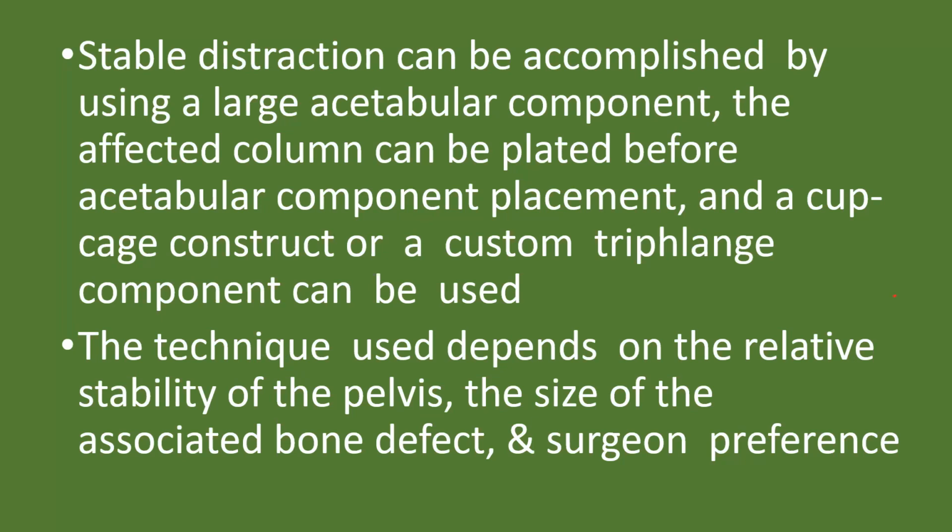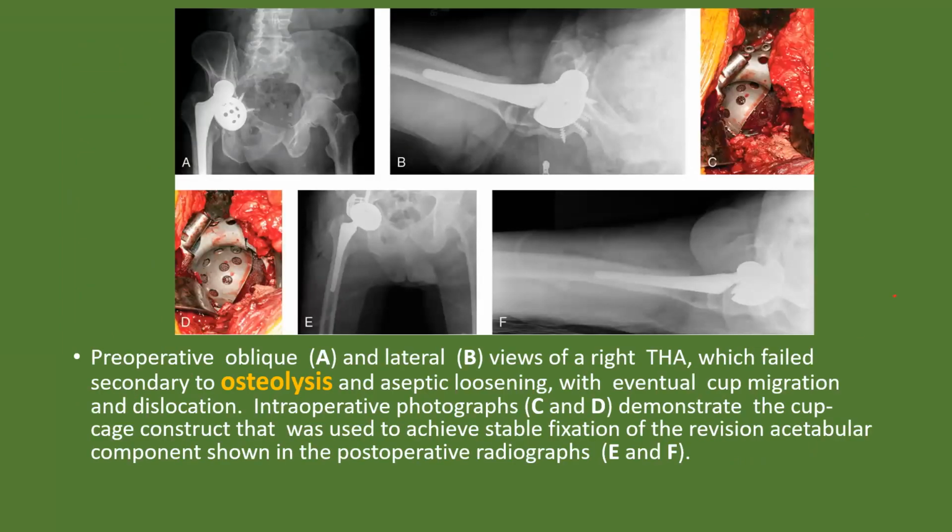This is a preoperative oblique and lateral view of a total hip with failed osteolysis and aseptic loosening with eventual cup migration and dislocation. Intraoperative photographs demonstrate the cup-cage construct that was used to achieve stable fixation of the revision acetabular component.